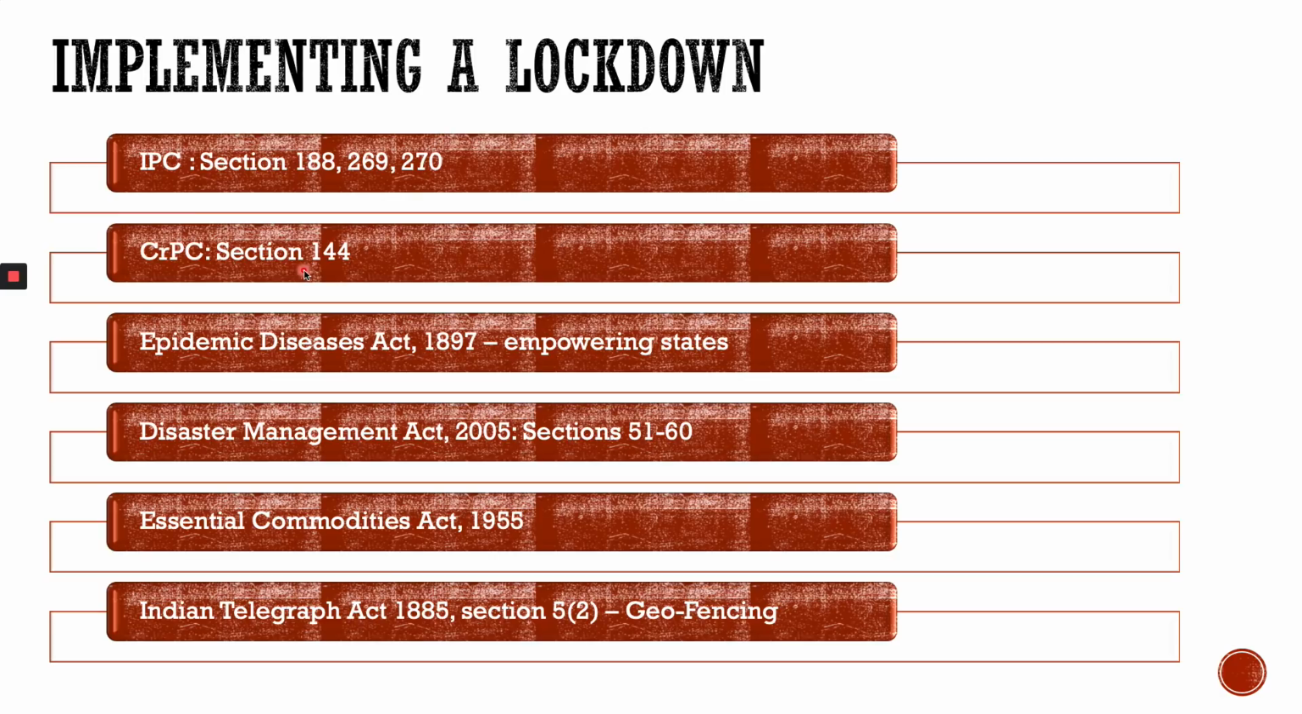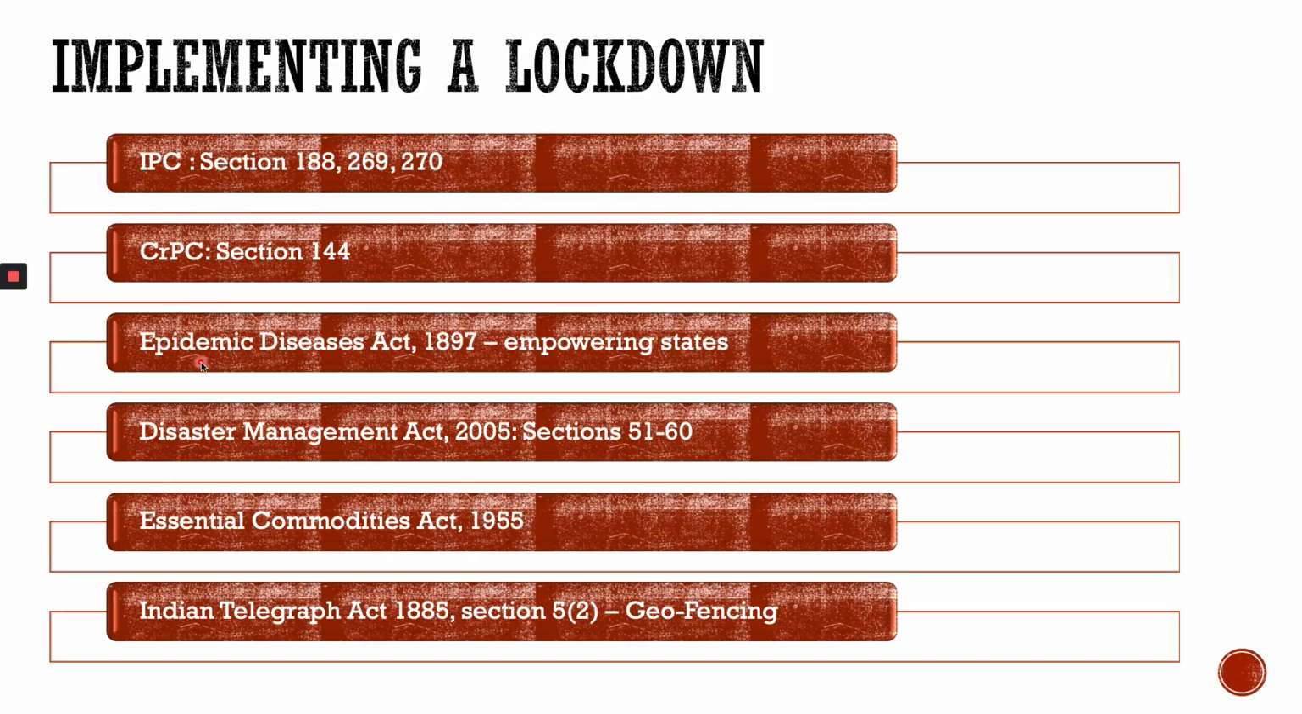Section 144 of the CRPC empowers the district magistrates and executive magistrates, which are also called subdivisional magistrates, to impose sort of a curfew. Like the word lockdown, the word curfew doesn't exist. Under Section 144, the executive magistrates, which are the collectors and the sub-collectors, would essentially release an order stopping movement of people from point A to point B and stopping congregation of people in public spaces.